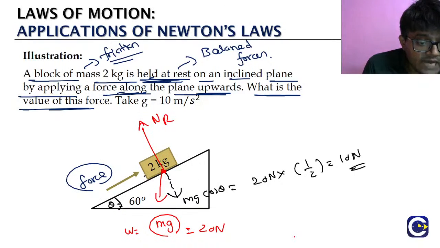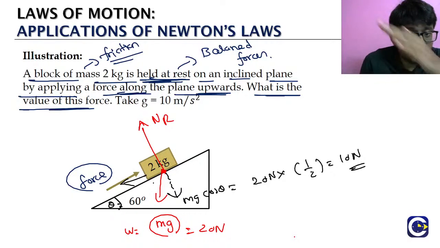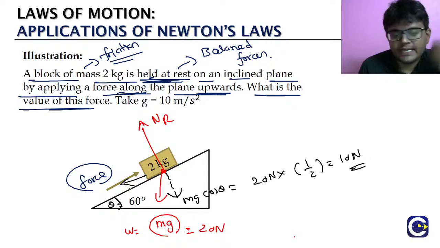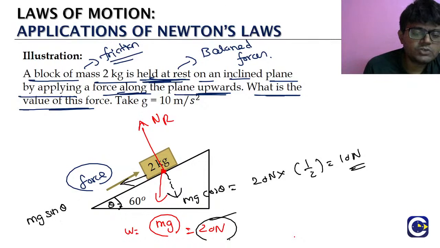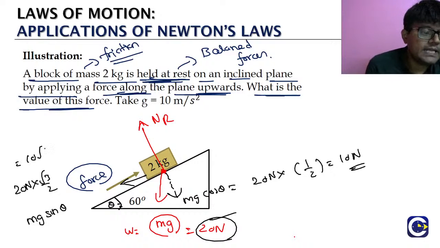Then we have a component of that weight which is along the plane downwards. Component of the weight along the plane downwards is mg sin theta. Mg sin theta, what is it? mg 20 into sin 60. Sin 60 is what? 10 root 3 newtons.